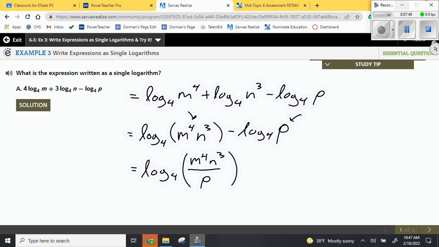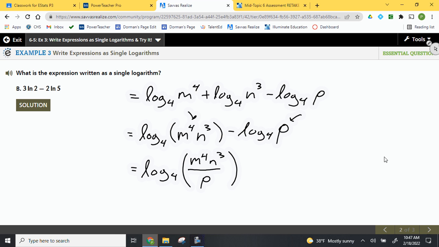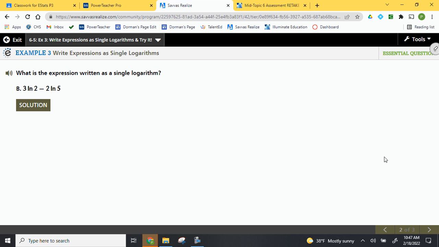Let's do another one. Here we go. Interesting that we started with a more challenging one. This one's not so bad. First of all, again, remember, if I've got a number out front, the first thing I've got to do is put this inside, okay? Got to put it inside. So I'm going to write this as natural log of 2 cubed minus natural log of 5 squared.